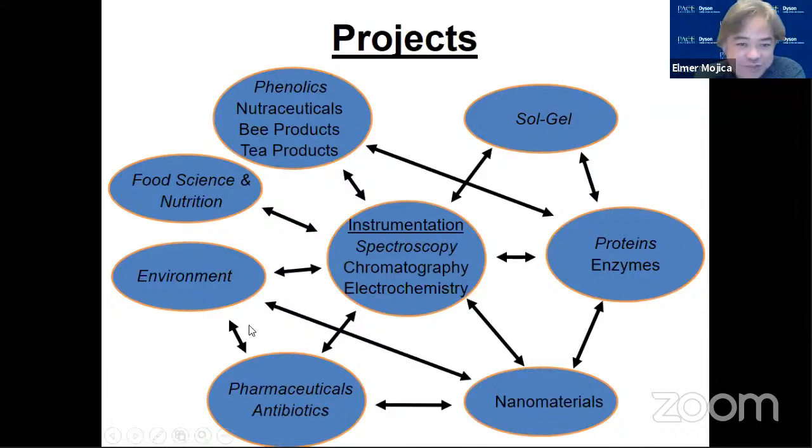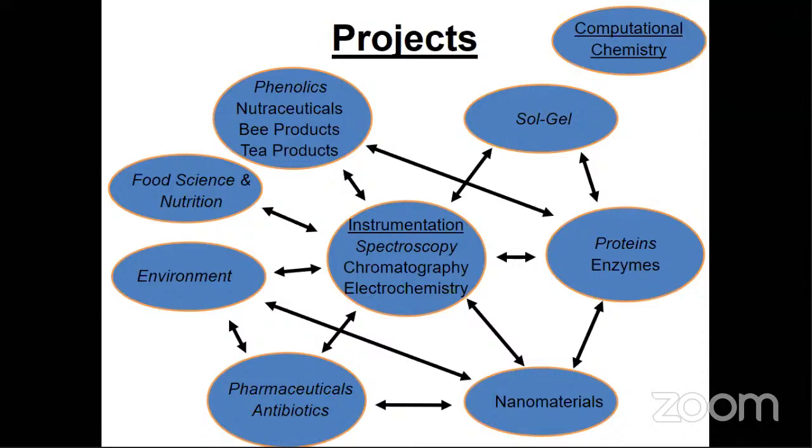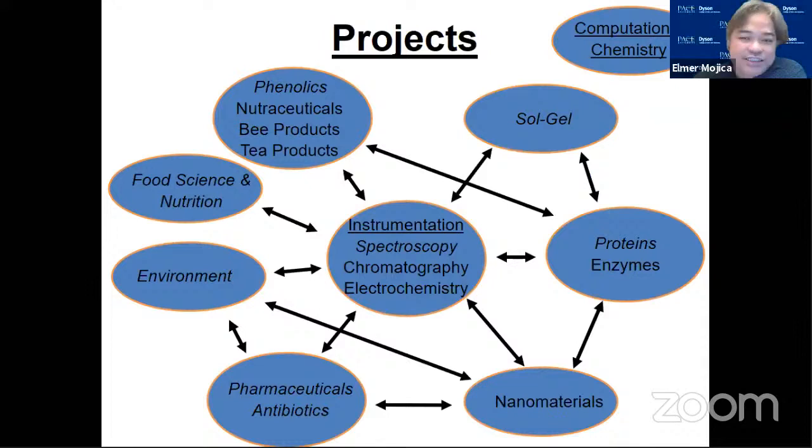And the italicized thing that we have here is the one that will be included here. So I have worked with proteins, sol-gel, phenolics, food science and nutrition, environmental samples, pharmaceutical antibiotics, and some nanomaterials. In addition to that, I also have some experience doing computational chemistry. Here I just use the software to bring some theoretical perspective to some of the instrumental or experimental-based projects that I have.